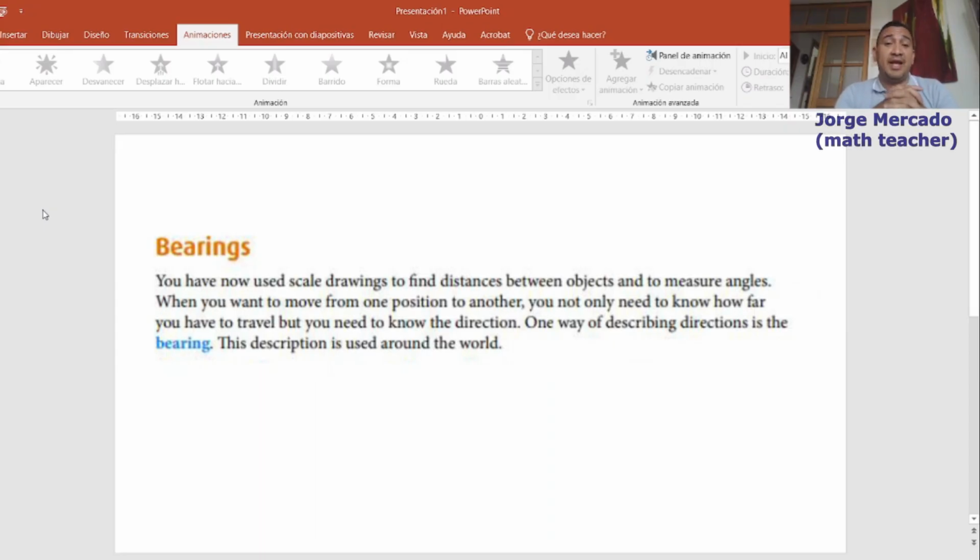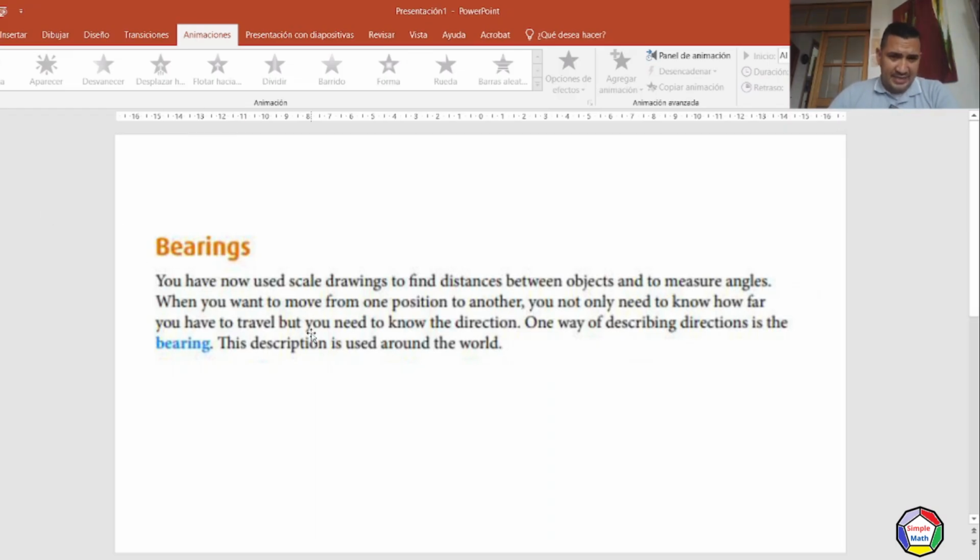Today I will explain in this first video what bearings are. First I will explain the theoretical part of bearings, and then I'm going to show you a real example from an IGCSE test. I will clarify that in this set of videos I won't use scale drawing. I will solve exercises without scale, okay? All right, let's begin. Bearings.